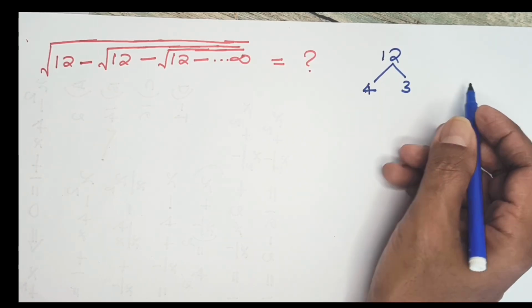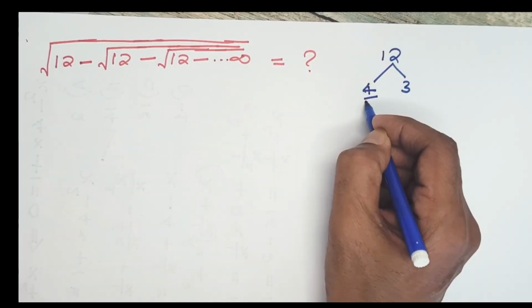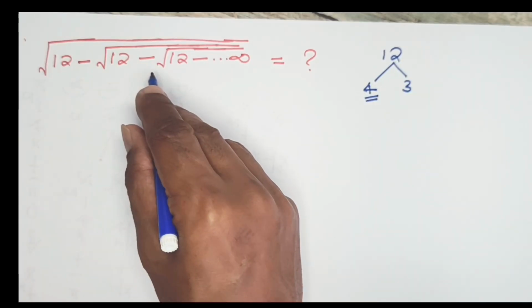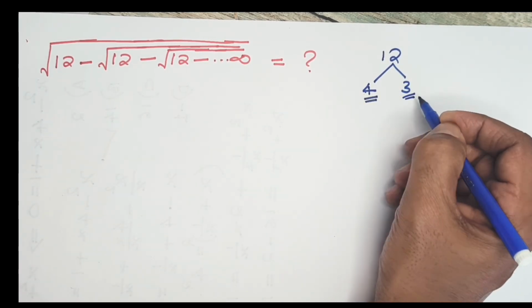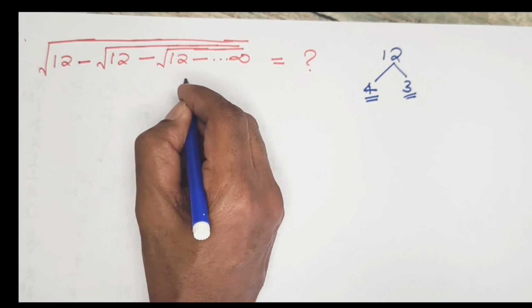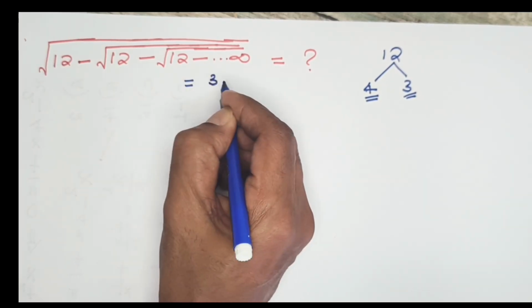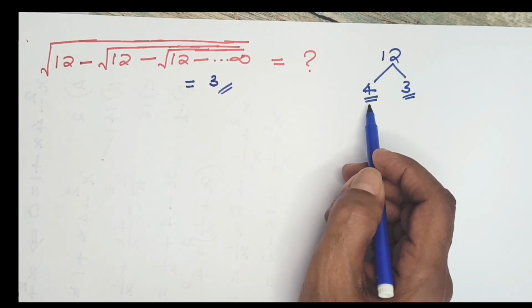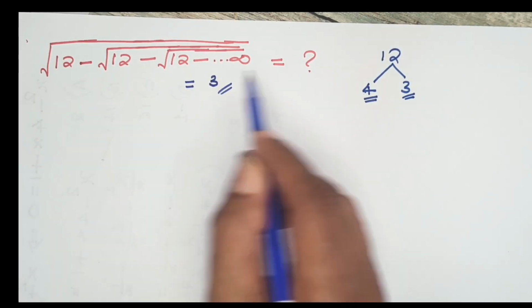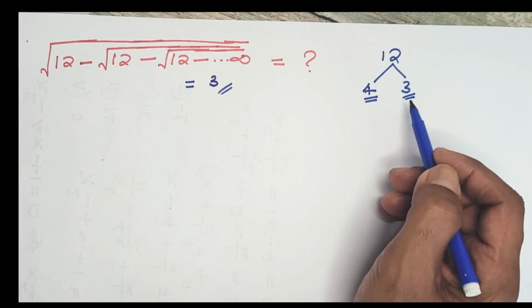4 minus 3 is 1. When you have plus sign, 4 is the answer. For this series, where you have negative sign, the smaller one will be the answer. That means this is equal to 3. That's all. So the procedure is the same. When you have plus sign, the bigger number will be the answer. When you have minus sign, the smaller number will be the answer.